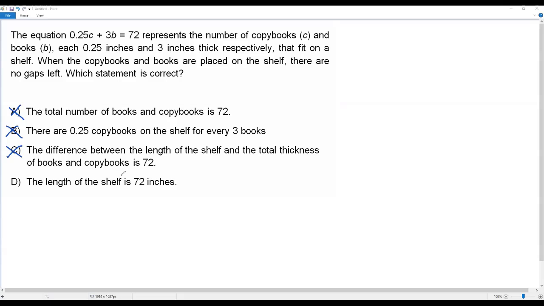Okay, so option D is correct, because when the copybooks and books are placed on the shelf, there are no gaps left. So then the total thickness of the copybooks and books must be equal to the length of the shelf. So we already got it. The total thickness of copybooks and books is 72 inches. So the length of the shelf is 72 inches. That is clearly given in answer choice D. So the correct answer choice for this question is option D.